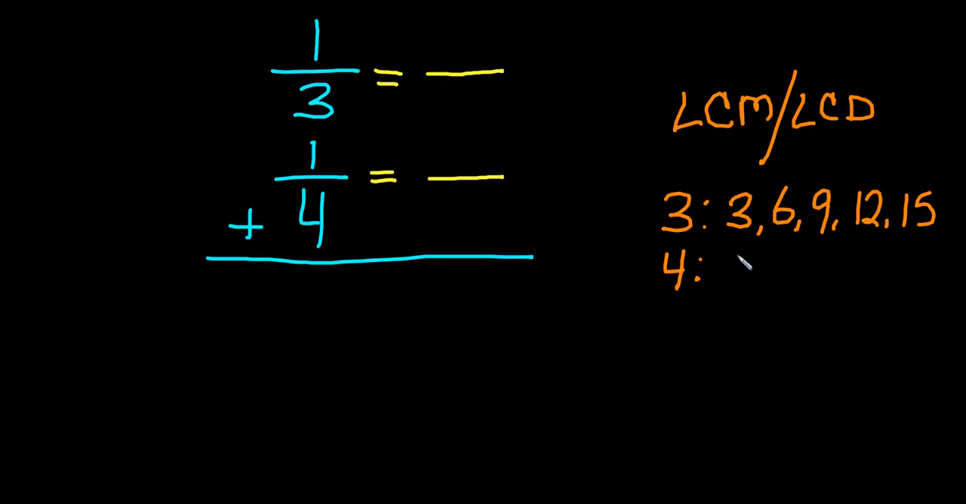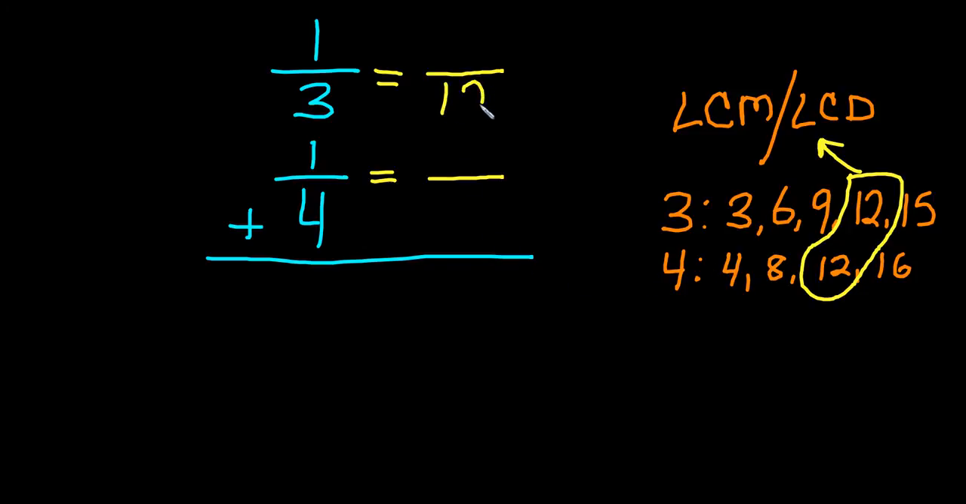Hopefully you don't have to go that far before you find it. 4 will be 4, 8, 12, 16, and so you should see we have our LCM and it's 12 right here. So we'll circle it. That's it right there. That's the LCM or LCD. So what that tells me is I'm going to make both of these denominators 12. This will make like denominators.